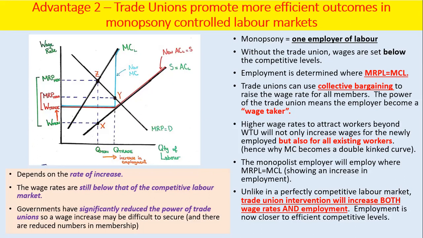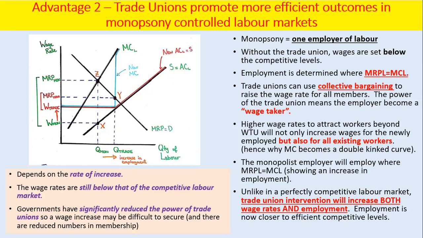So if you look then to the left-hand side in the lilac box, some evaluation. Well, that's all well and good. However, what does it depend on? What are the unintended consequences? First of all, it depends upon, again, the rate of increase. How much are we increasing that union markup by? The wage rates are still below that of a competitive labour market. So in a perfectly competitive labour market, the wage rates were above. Whereas in a monopsony, the wage rate is still below that of a competitive labour market.